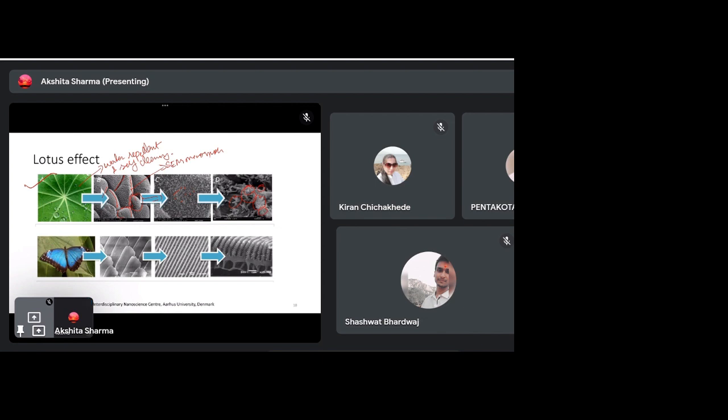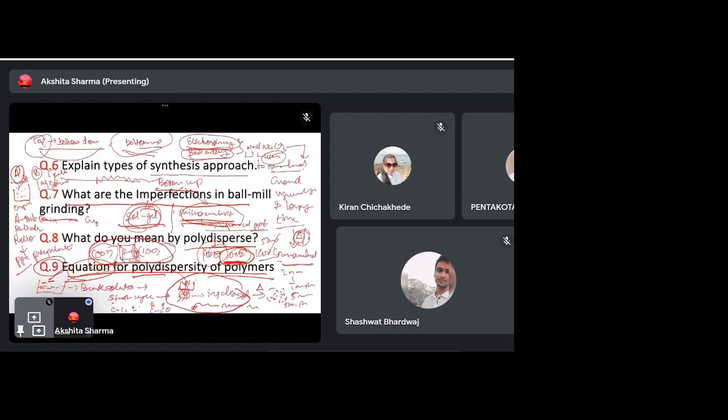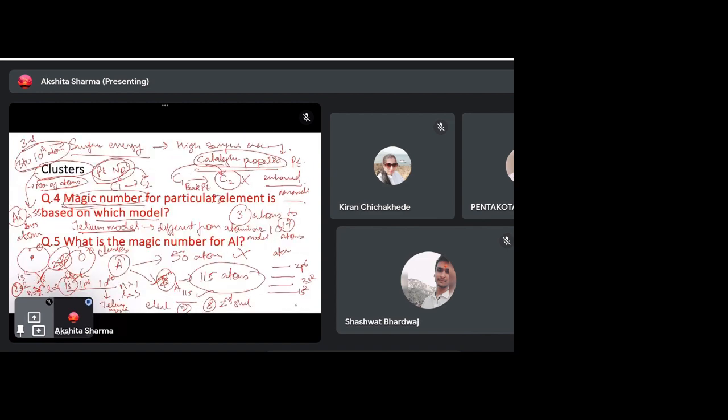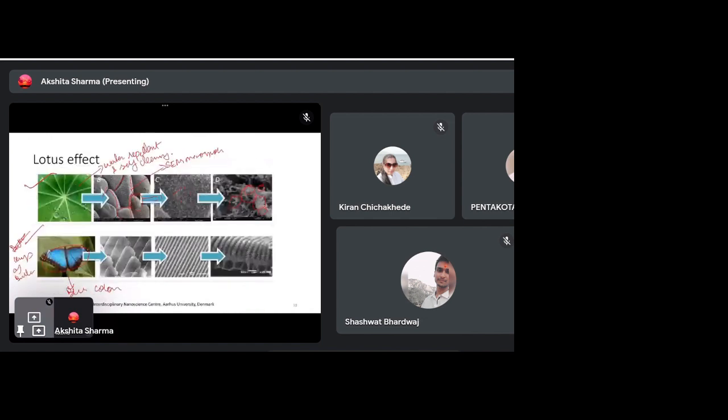Fine. Another example is the wings of a butterfly. Now I have shown you a lot of examples. Can you tell me why this butterfly has a blue color? We have seen optical properties of nanomaterials. Now anybody can tell. Explain this property.